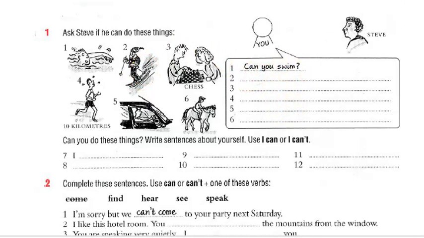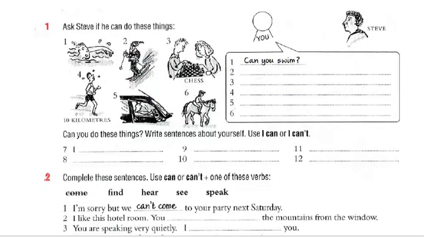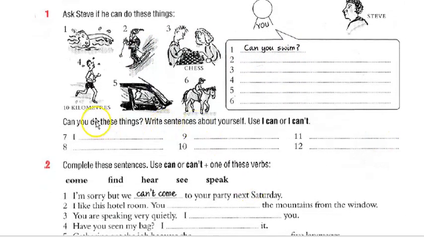Part two of that, you have to talk about you. So for me, for example, I would say, I can swim. So I would write here, I can swim. Ski. I can't ski. So I would need to write those answers in here.